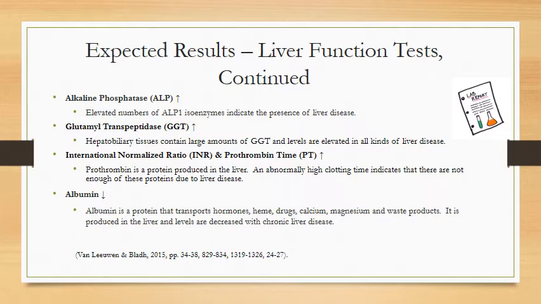The last test is albumin, and the results for this test will come back decreased. The reason for this is that albumin is a protein that transports hormones, heme, drugs, calcium, magnesium, and waste products. It is also produced in the liver, and when you have a chronic liver disease, the levels will be decreased.